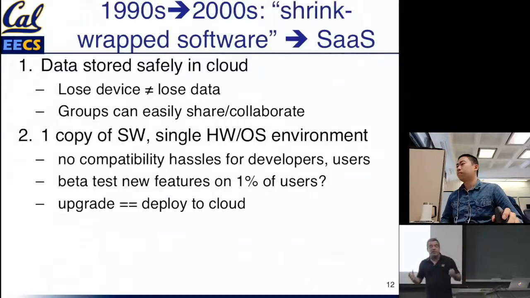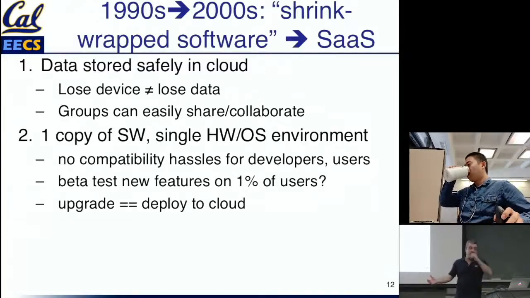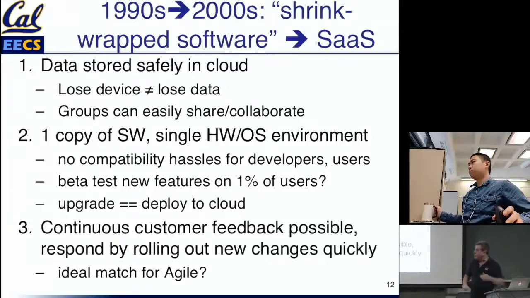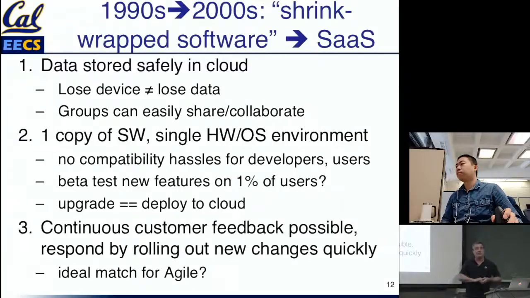Upgrading is a lot easier, right? Instead of hoping everyone will download the brand new binary and install it on their phone or their PC, upgrade just means you deploy the newest version to the cloud. And the next time their browser or their mobile app front end hits it, they will get the updated version of the software. And finally, we know that one of the keys of Agile is continuous customer feedback. Well, if you're deploying new features all the time and you can get them out that quickly, what a great way to get rapid customer feedback.